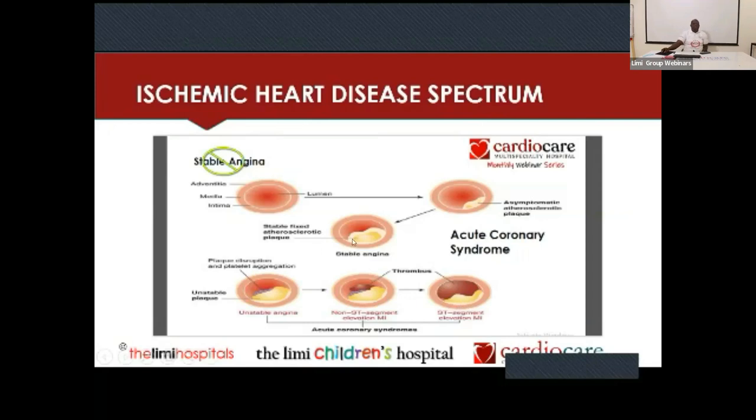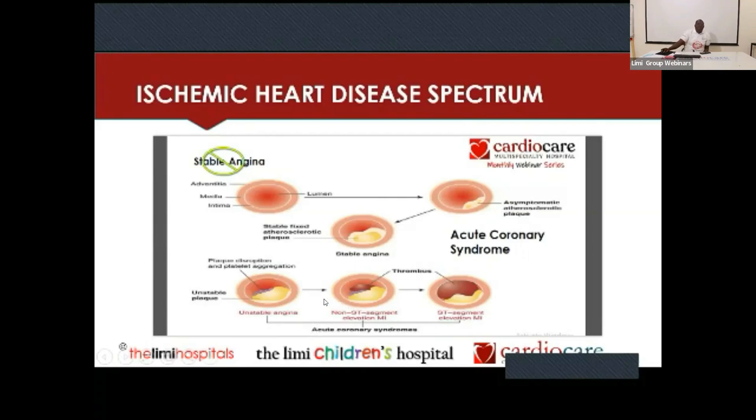What happens is there is either an erosion, disruption, or breakage of the covering of this plaque, leading to exposure of the underlying area, with attendant platelet aggregation and formation of thrombus on top of the plaque. Once that happens, there is gradual reduction in the size of the blood vessel. So what you have in unstable angina and non-ST segment elevated myocardial infarction is incomplete occlusion of the coronary vessel. But the difference between the two is this.